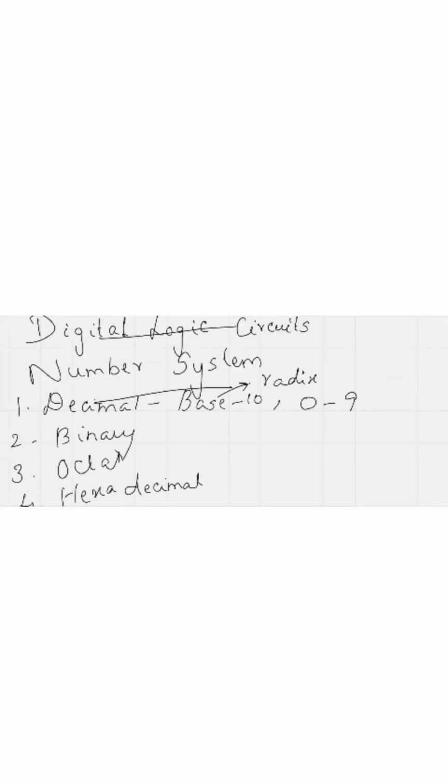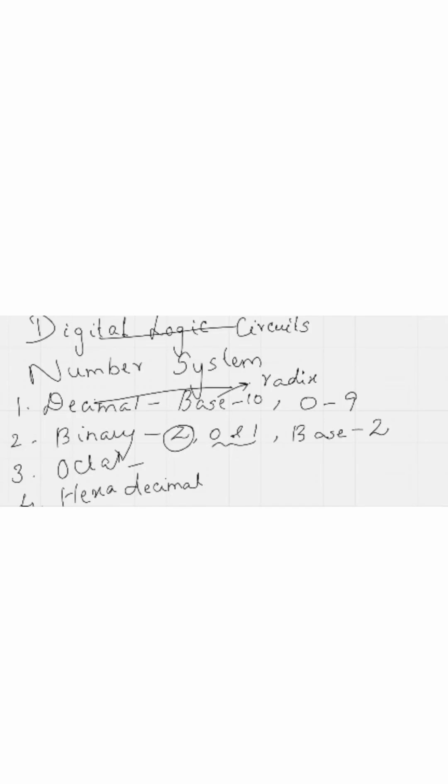The second number system is the binary number system. The binary number system has only two numbers, and they are 0 and 1. The base value, or the radix, of this binary number system is 2. So if you are representing a number by base 2, we can understand that it comes under the binary number system. And the third one is the octal number system.